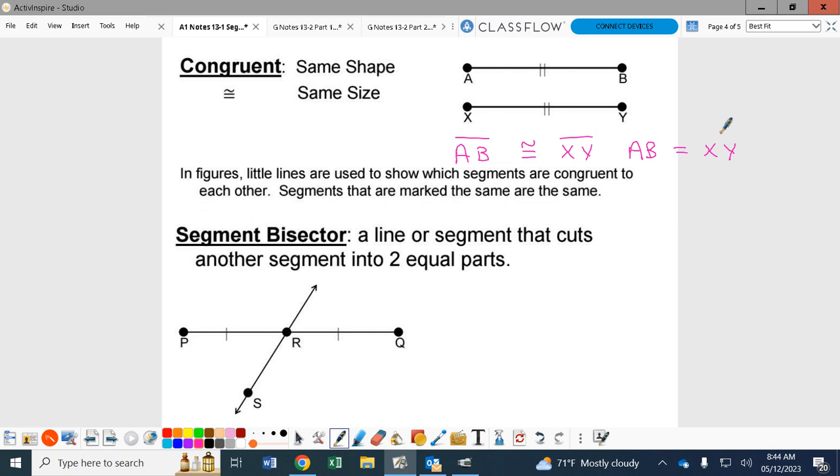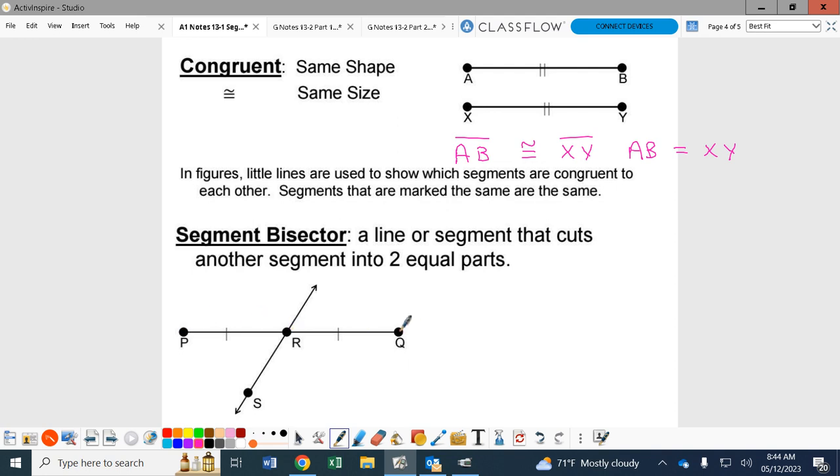Okay, now these little marks on here are congruency marks. If they have the same number of them on two different pieces, two different segments, two different angles, whatever it is, those are going to be congruent to each other. In this case, these both have 2 marks. Down here you can see that these two both have 1 mark. That means that PR and RQ are going to be congruent to each other.